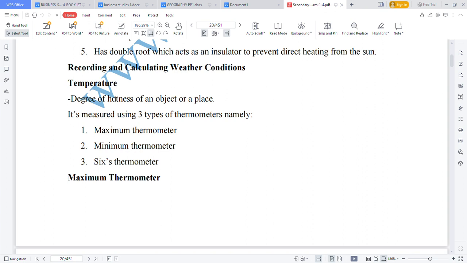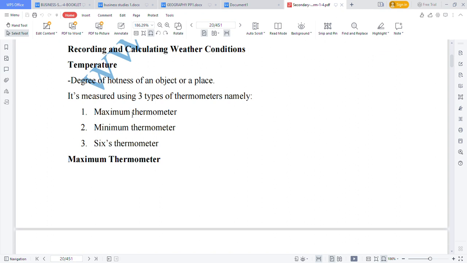Recording and calculating weather conditions. The first one is temperature. What is temperature? Temperature is the degree of hotness of an object or a place. It is measured using 3 types of thermometers: the maximum thermometer, the minimum thermometer, and the six thermometer.